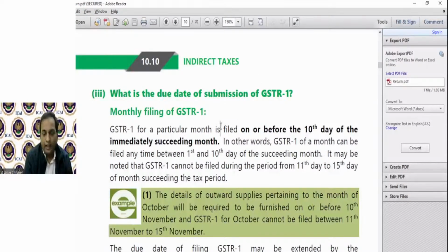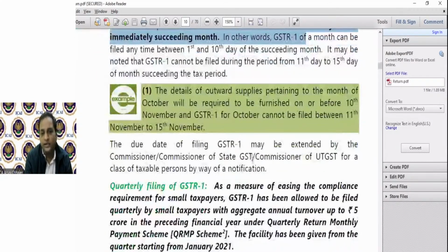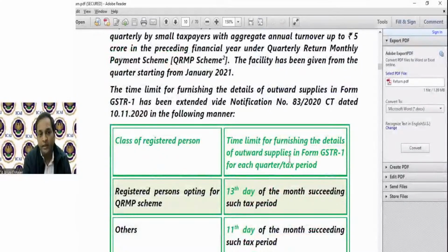GSTR-1 as per the law is to be filed on 10th, but the commissioner has the power to extend the due date. So what is the due date? Using the power, the commissioner has extended the due date. Now, in case of the QRMP, the GSTR-1 would be required to be filed for every quarter.